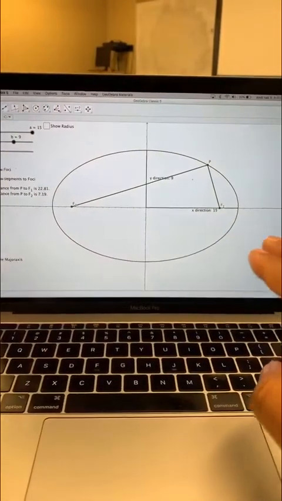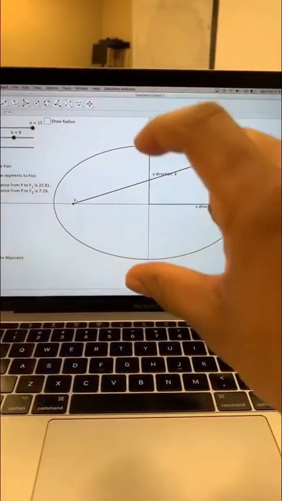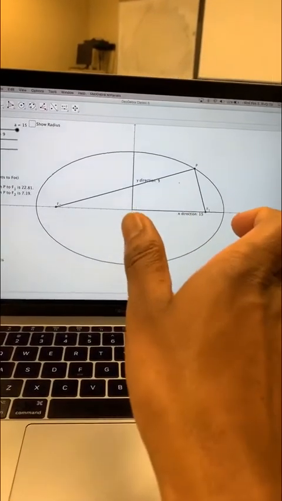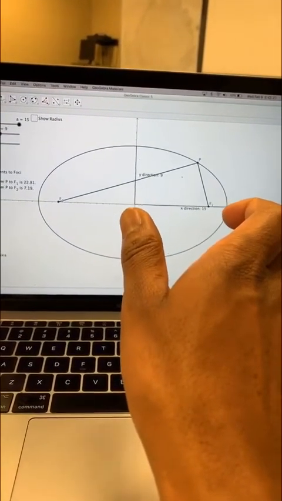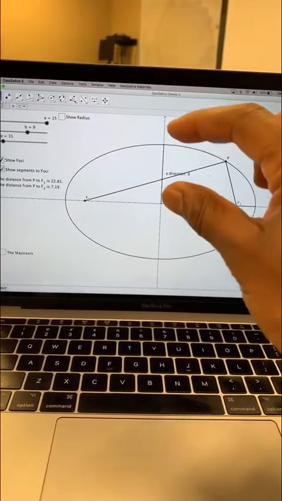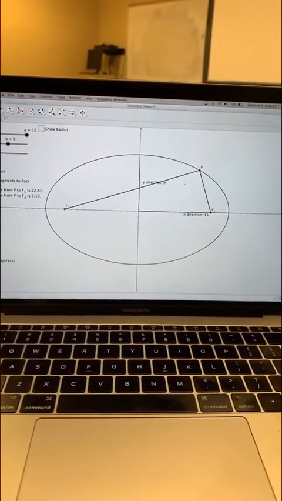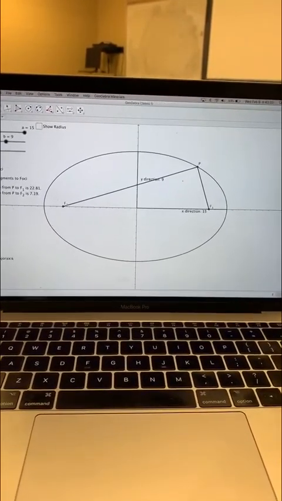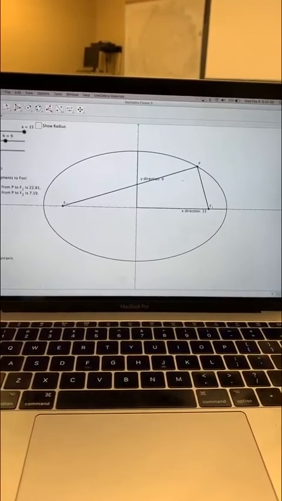So whichever one is the longest is your major axis. Whichever one is the shortest is your minor axis. Now, when we cut that in half, we call that a semi-major axis, and we call this a semi-minor axis. All right. So those are the vocabulary that we use when we start describing parts of an ellipse.